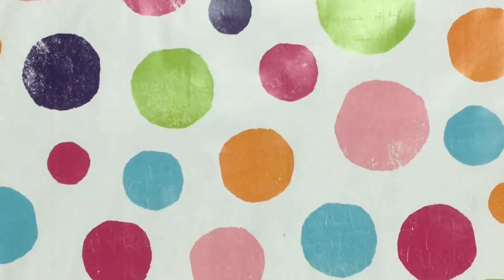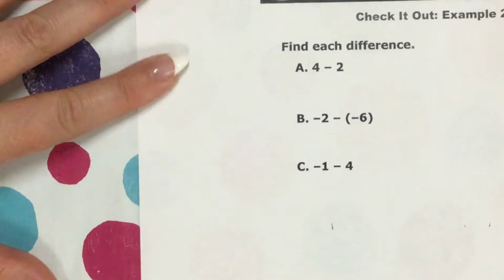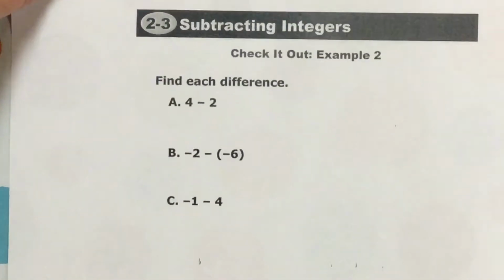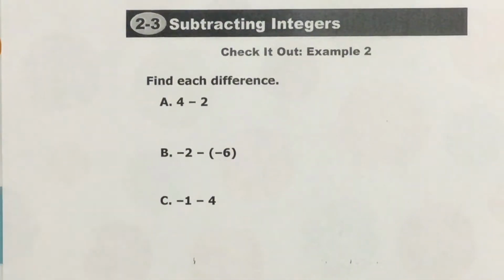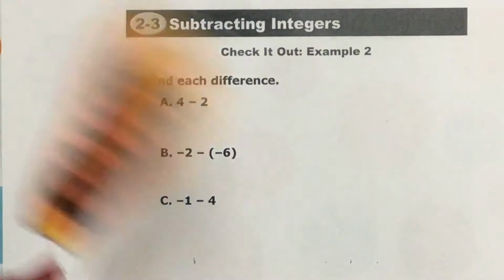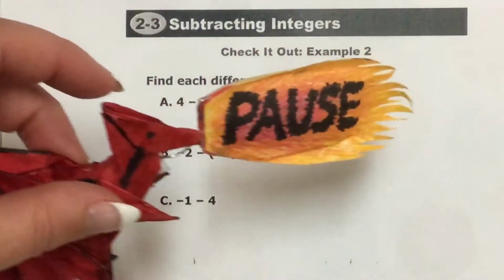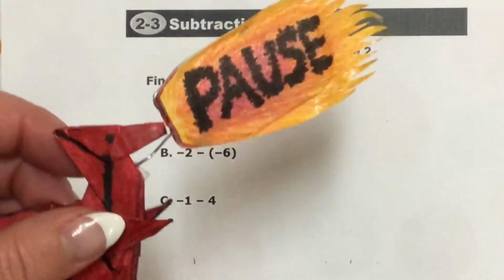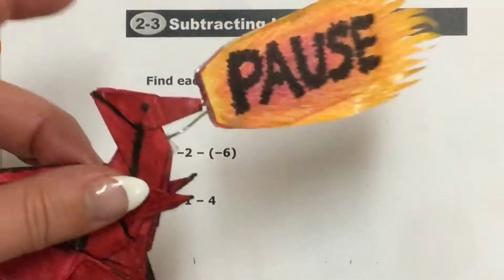So now it is your turn. I want you to try these right here, A, B, and C, in example 2. It's our friend, the lovely Pause Dragon. He's coming here to remind you to pause. When you get done, press play, and then we will check your answers. All right, see you in a bit. Bye-bye.